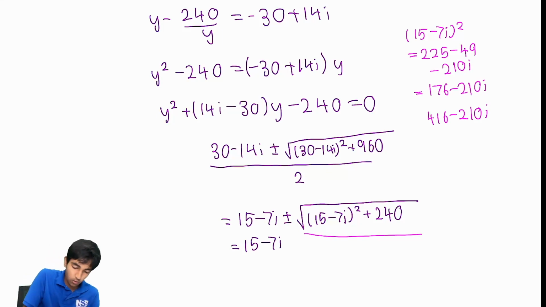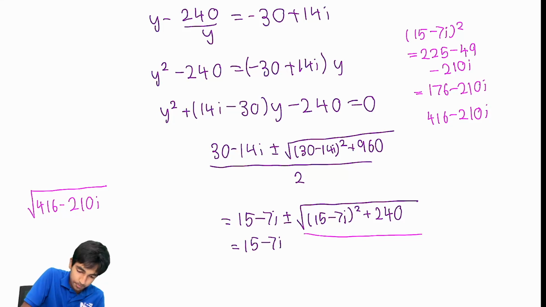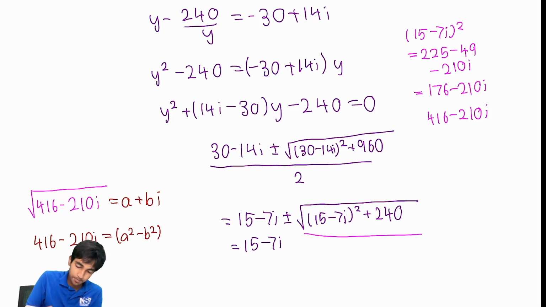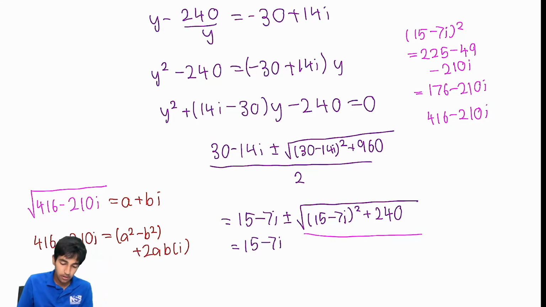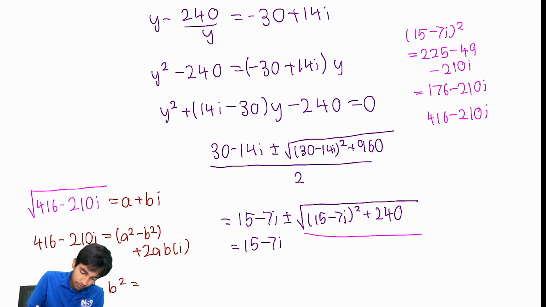Okay, so now the question is, what is the square root of 416 minus 210i? So the natural trick, when you don't know what it is, is to let it be a plus bi. Now we square both sides. We get 416 minus 210i equals a squared minus b squared plus 2abi. Okay, so now we just say a squared minus b squared is 416, and ab is negative 105.